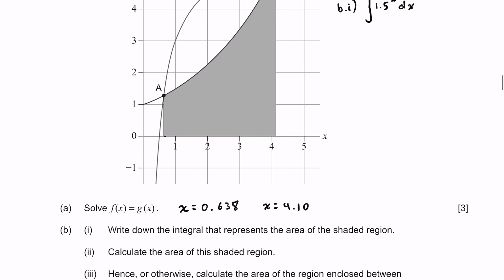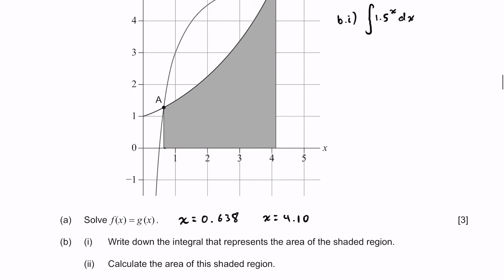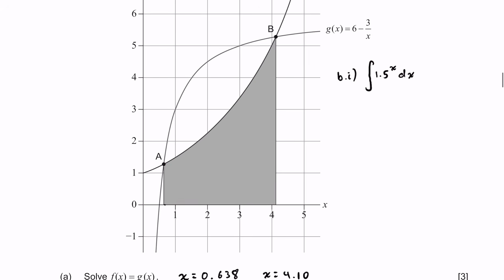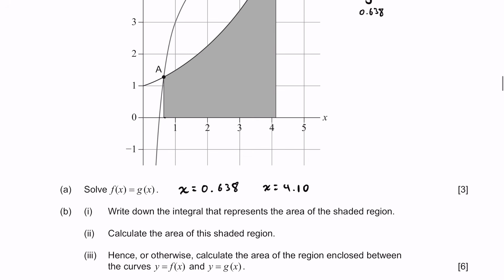Well, the lower bound is going to be 0.638. So find the sum of all those tiny, tiny little rectangles starting at 0.638, going all the way up to 4.10.